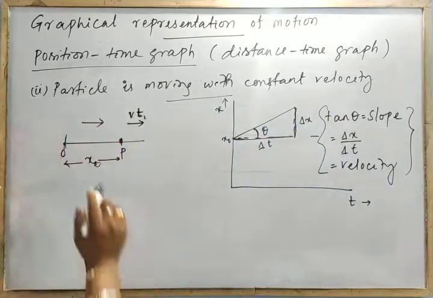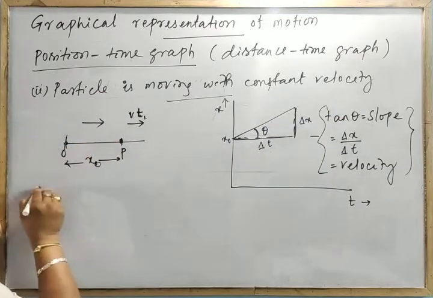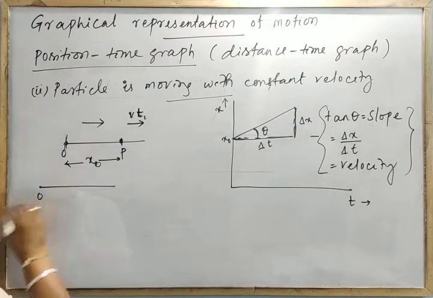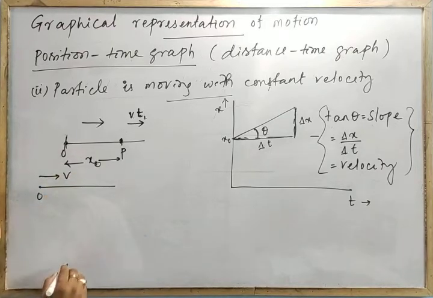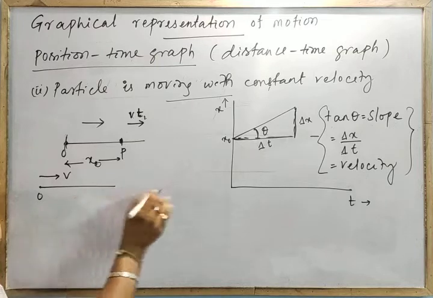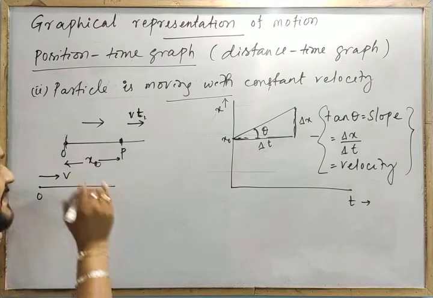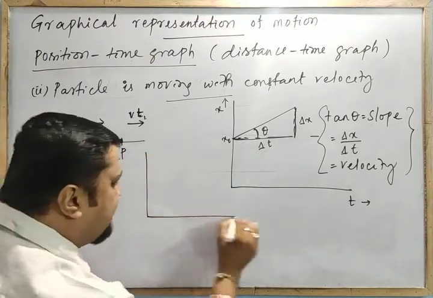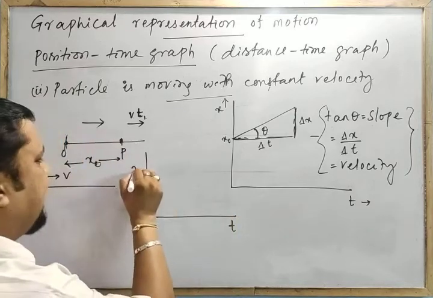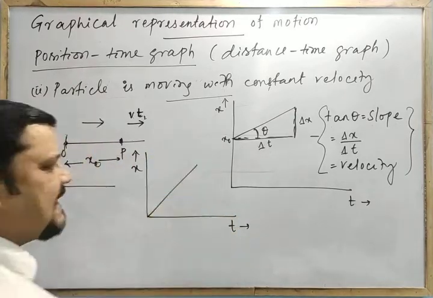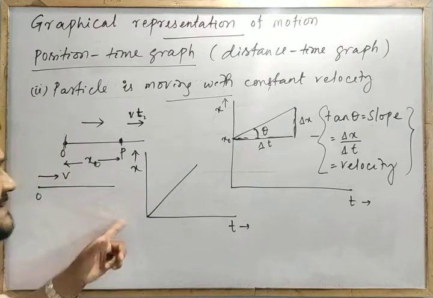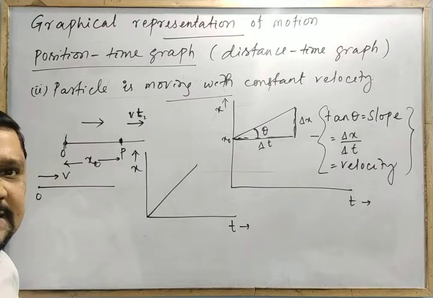Suppose the particle starts from the origin O and is moving with a constant velocity v towards the right. Right? It is moving towards the right with a constant velocity. Then I will ask you to draw the position-time graph. Then you will show t and x. Clear? It will be a straight line passing through the origin.